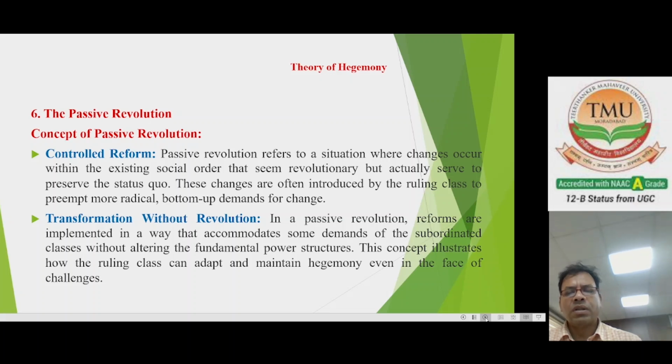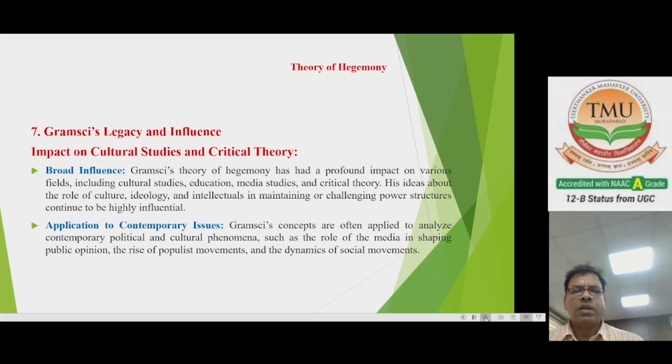without revolution. In a passive revolution, reforms are implemented in a way that accommodates some demands of the subordinated class without altering the fundamental power structure. This concept illustrates how the ruling class can adapt and maintain hegemony even in the face of challenges. These are the important things.